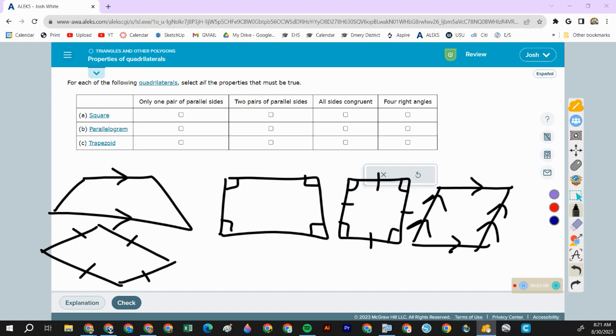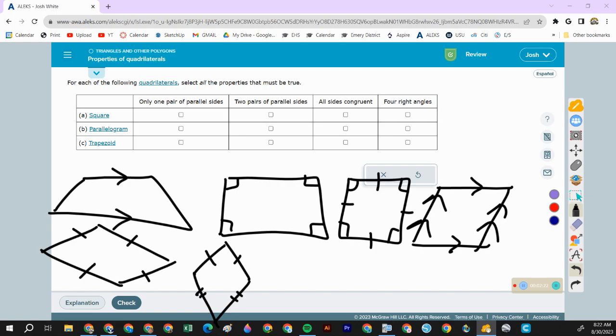There's another one called a kite, but it's not in ALEKS. So a kite has 2 sets of congruent sides, but they're next to each other instead of opposite. That way your kite stays in the air instead of turning right and crashing into the ground.